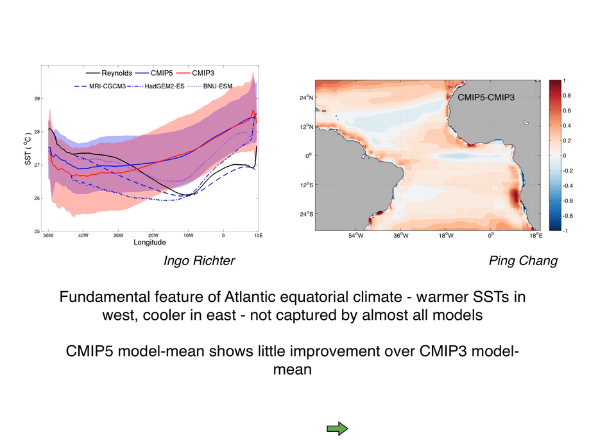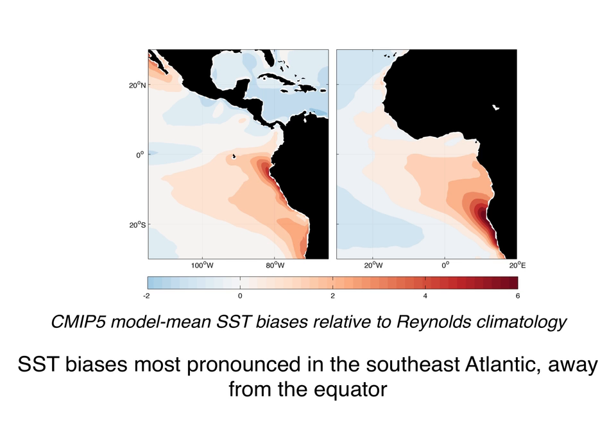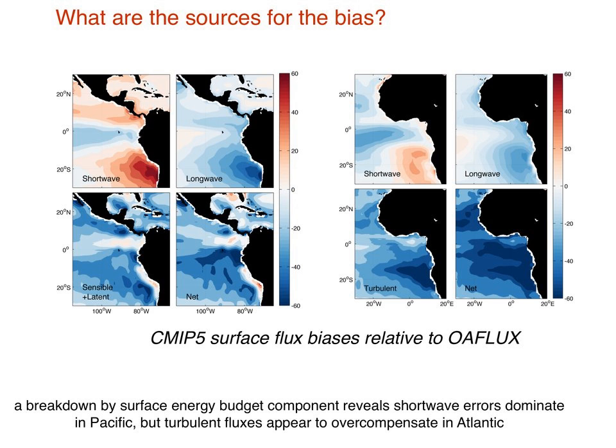So this next figure just more clearly elucidates the pattern of the biases in the Pacific and the Atlantic, and in particular this region in the Atlantic, as I mentioned before. This next figure breaks down the individual components of the surface energy biases measured relative to the OA flux product. The plot on the left is for the Pacific, that on the right for the Atlantic.